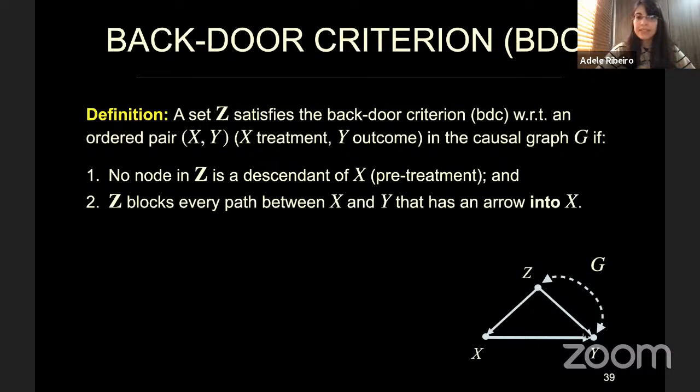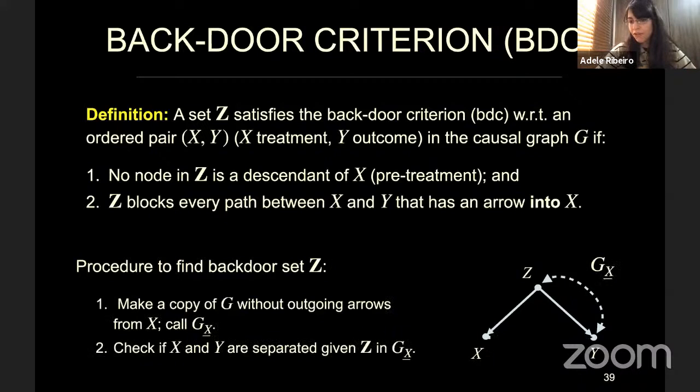So this is a procedure to find the backdoor set Z: we remove from the graph all the outgoing arrows from X, that is, all the paths that have an outgoing arrow from X. This graph is called G_X underscore. I create this graph, and then I check, using the d-separation criterion that I just mentioned to you, that all these remaining paths are blocked.